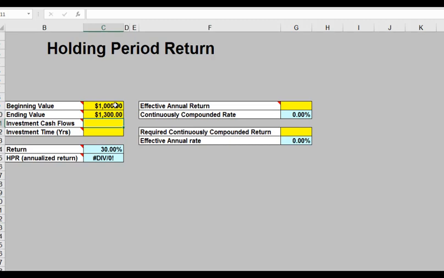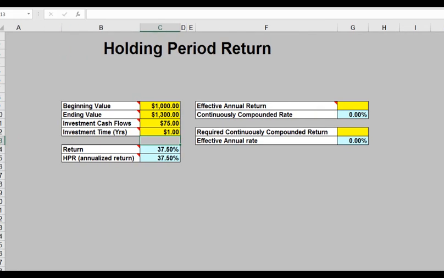Let's assume that over this time frame we had received a total of $75 in cash flows. And at least initially, let's assume that this took exactly 1 year to happen. So the investment time is 1 year. If the investment time is 1 year, then we actually have two calculations here.